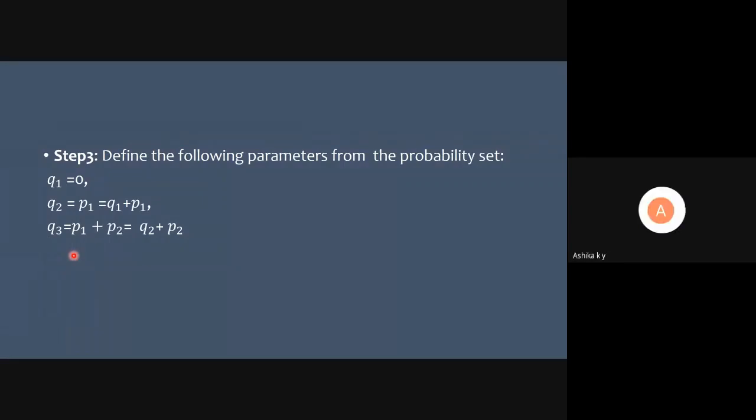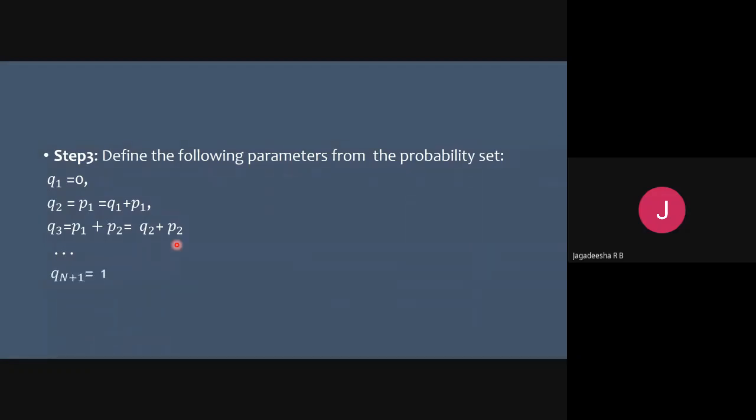So Q3 plus P3. Your name? Ashika. Okay, from A section, right? Yes, sir. So Q4 will be P1 plus P2 plus P3, right? That is equal to Q3 plus P3, right? Yes, very good, Ashika, and you'll get 0.5 marks. I will remember that. And this 0.5 will be added directly to your continuous evaluation.